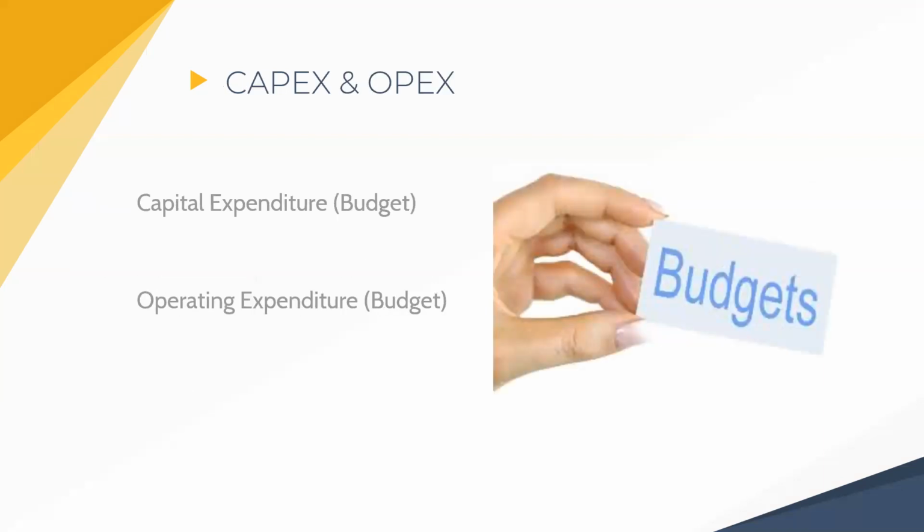Capex and Opex. Yeah, these are terms related to budgets. Capex is capital expenditure budget and Opex is operating expenditure budget. You must know the difference. Capital expenditure is when you want to buy a new vacuum cleaner, or any furniture, anything which is a big equipment or a big purchase. That's capital expenditure.